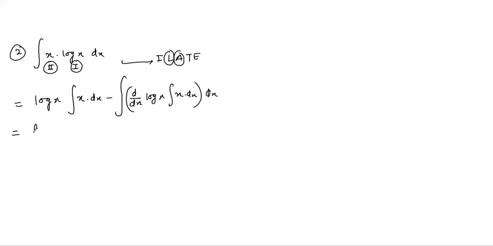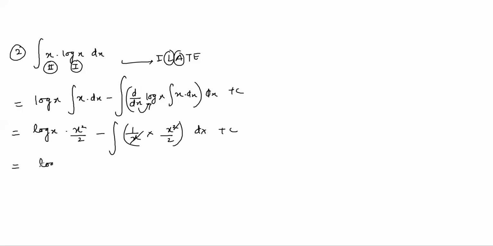Okay, so this is log x. This x will be x square by 2 after integration. And guys, d by dx of log x will give you 1 by x, and it is x square by 2, and whole integration plus c. Just do not forget to write c. So you can see this x and this x will be cancelled out.